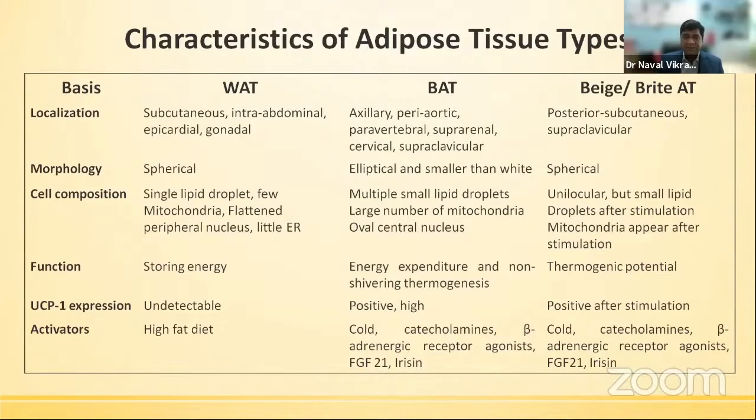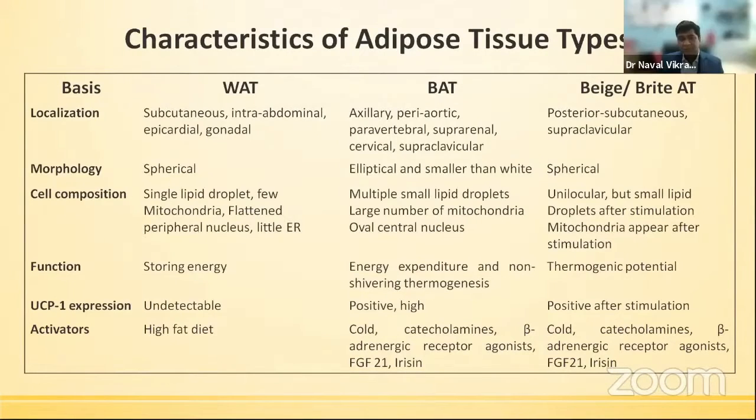Morphology-wise, it consists mostly of spherical cells which have a single lipid droplet, very few mitochondria, and a little endoplasmic reticulum. The main purpose of this white adipose tissue is to store energy, and it gets activated or it increases in the presence of stimuli like high-fat diet. The uncoupling protein 1 expression is not detectable in this tissue.